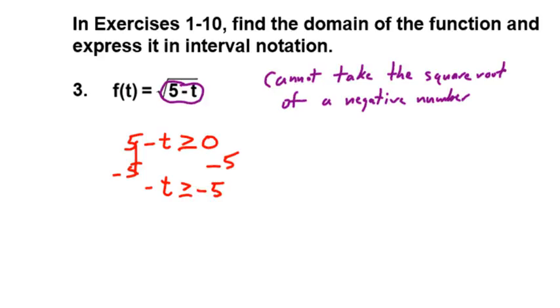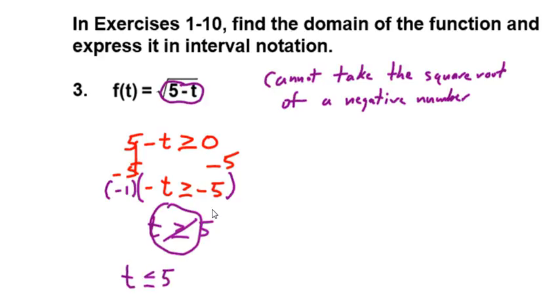Well, to solve for t, we have negative t. If we multiply this entire inequality by negative 1, we get t is greater than or equal to 5. Is this correct? No, it's not. What's wrong with it? We need to switch the direction of the inequality. So instead of t is greater than or equal to 5, we have t is less than or equal to 5.